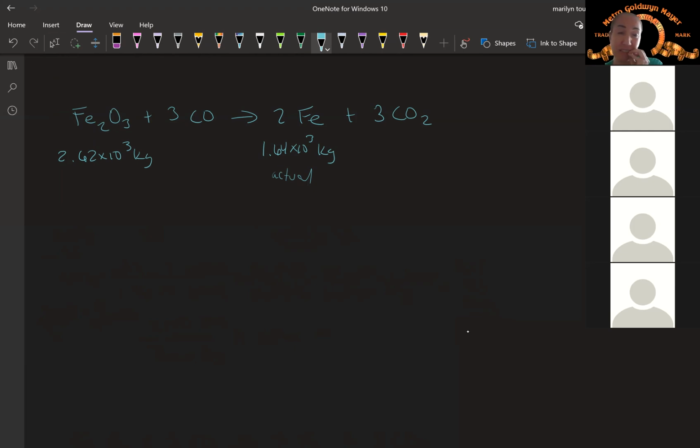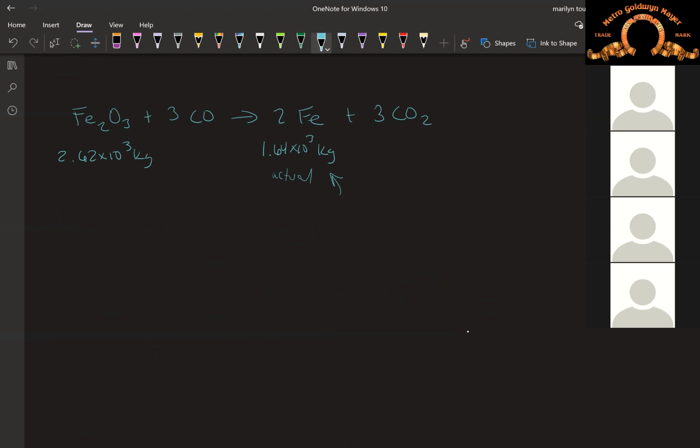You can calculate accordingly to see how many kilograms of CO2 you get out of it. Of CO2? Yes. Is that wrong? Well, why CO2 if they're giving you information about the iron? Oh, my fault. Yes, iron. I'm sorry. Yes, okay. So we would go to iron.